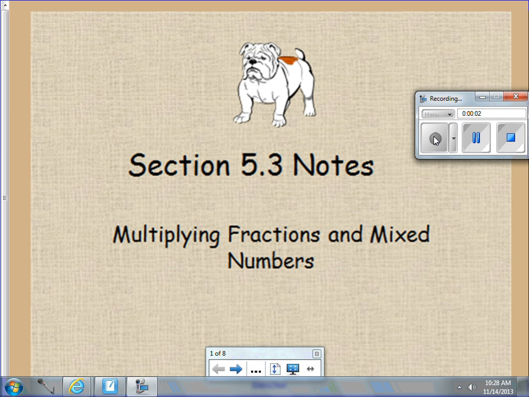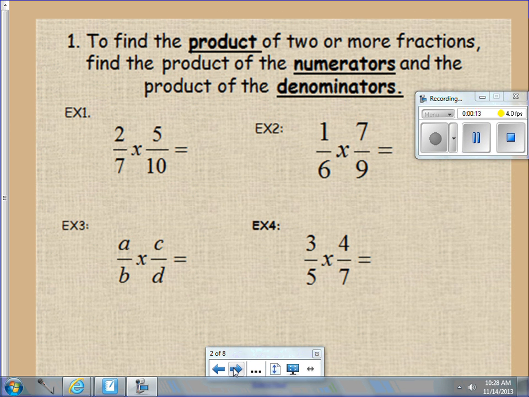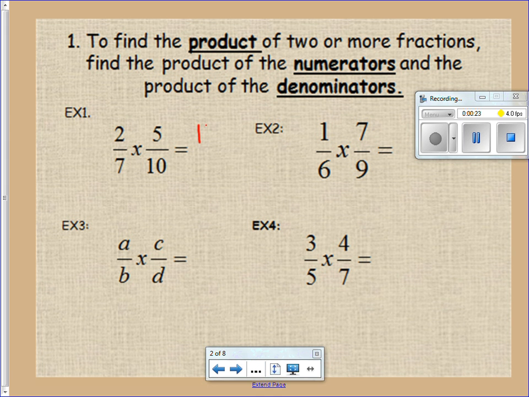Now we're going to talk about multiplying fractions and mixed numbers. To find the product of two or more fractions, find the product of the numerators and the product of the denominators. So in our first example, we're going to multiply 2 times 5 and 7 times 10. And as always, we want that in simplest form.